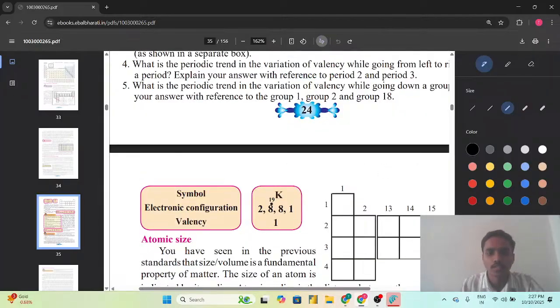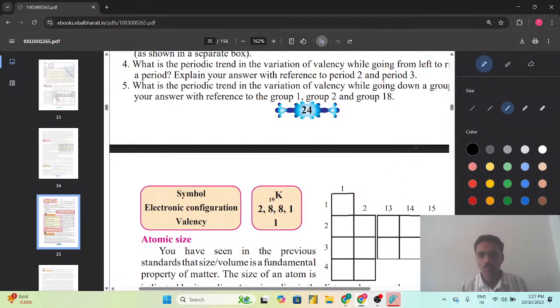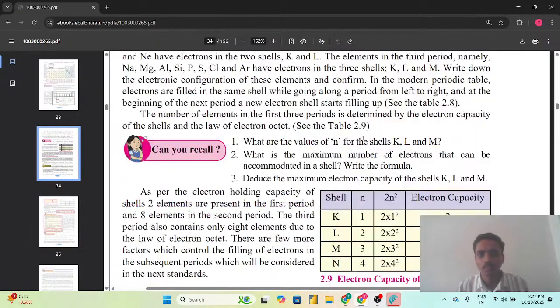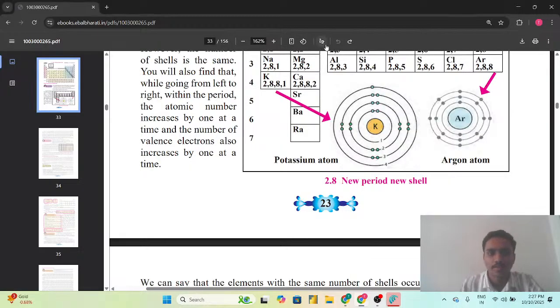Suppose I take potassium, atomic number 19, given. If I want to draw the electronic configuration, here there will be two electrons, then in the next shell there will be eight electrons, in the next shell again eight electrons, and in the last shell there will be one electron. I will draw it more perfectly.